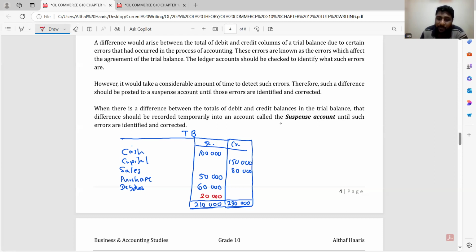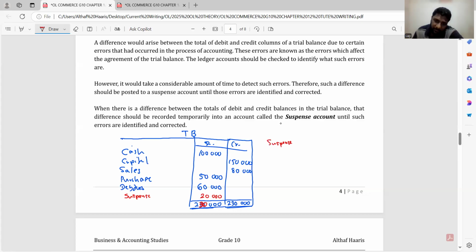So this 20,000 missing value, on a temporary basis, we will put into an account just to balance the trial balance. For a temporary basis, we'll put it to an account. That account we'll call the suspense account. So the suspense account is an account, people.